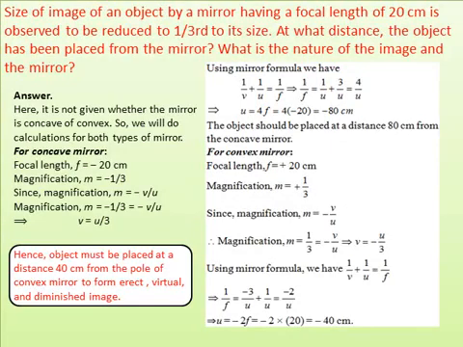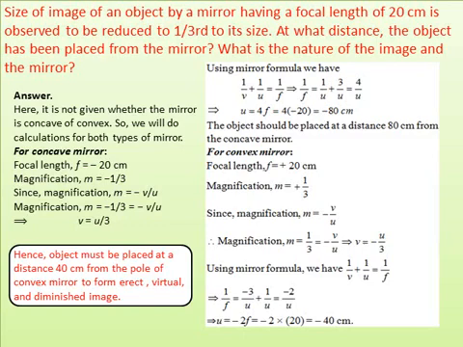Children, now let us take up the next question, which is a little complicated. Read the question. The size of the image of an object by a mirror having a focal length of 20 centimeter is observed to be reduced to 1/3 of its size. At what distance has the object been placed from the mirror? What is the nature of the image and the mirror?